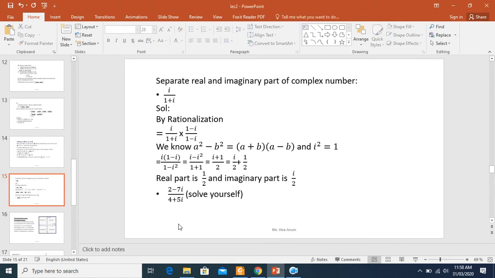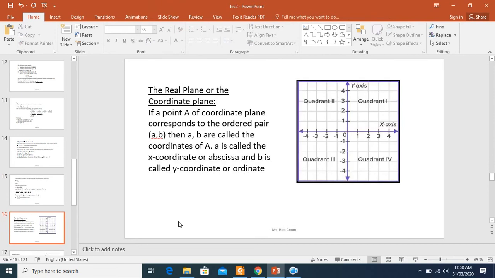This question will be solved by yourselves. Now we have the next point. Here we have a coordinate system. We make a real number line, then another line perpendicular to the x-axis. If we take the x-axis and y-axis, this plane is called the coordinate plane. We have the x-axis positive here and negative here, and the y-axis positive here and negative here.